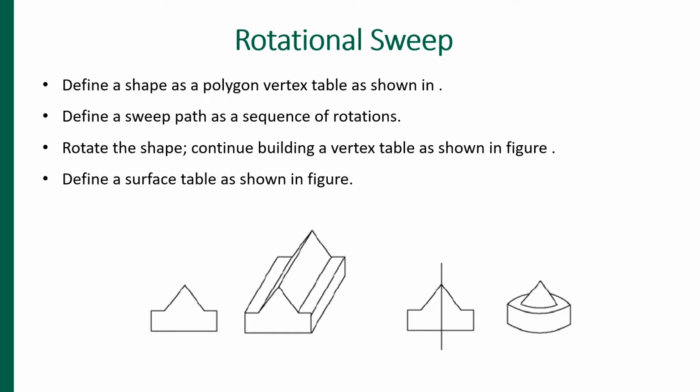Rotational sweep is the same as translation sweep, but the only thing that differs is the path of the trajectory curve. The path is given so that the sequence revolves around the axis of rotation. Once you continue building vertex tables as shown in the figure, at the last stage you will define a surface table as shown in the figure.